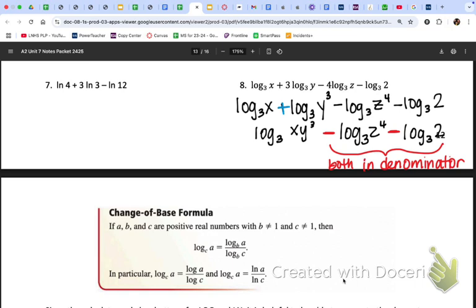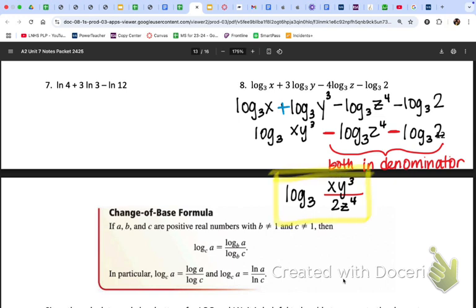So what you're about to see is I'm going to do these both at the same time. Both the 2 and the z to the 4th have to go in the denominator, so it looks like this: log base 3. In the top, you're going to have your x, y to the 3rd. In the bottom, you will have 2z to the 4th. I put the 2 in front because normally that's what we do. We would put coefficients first.